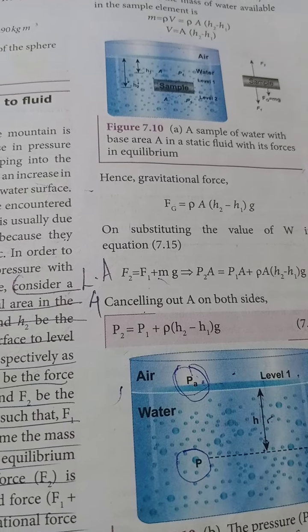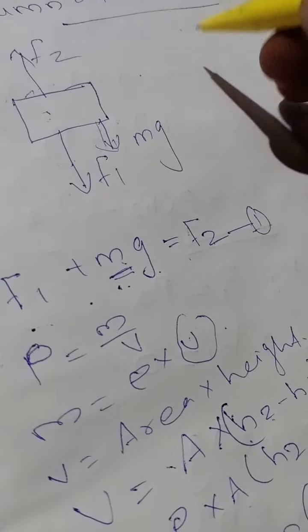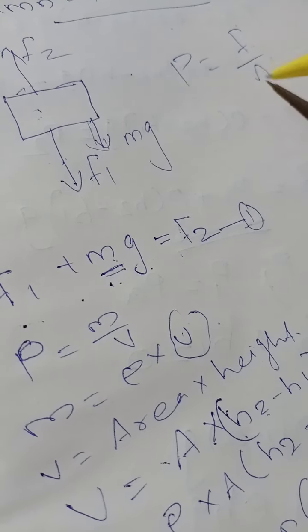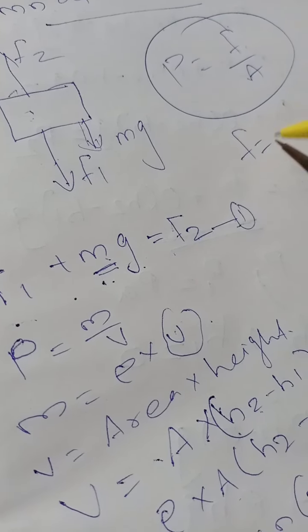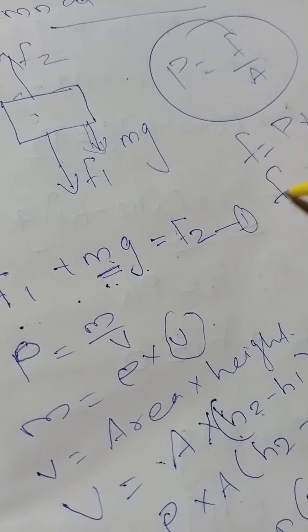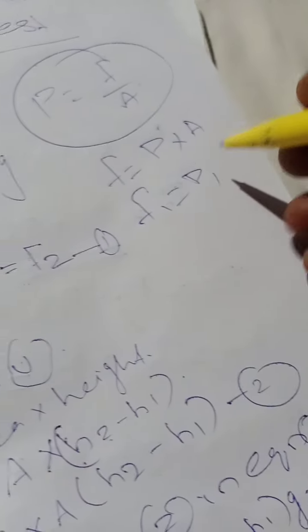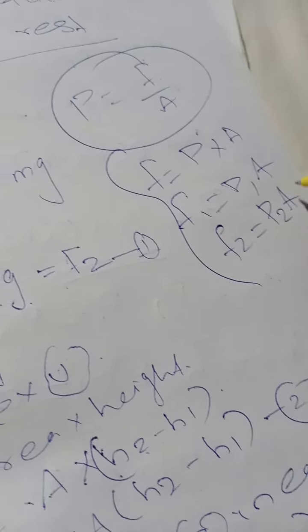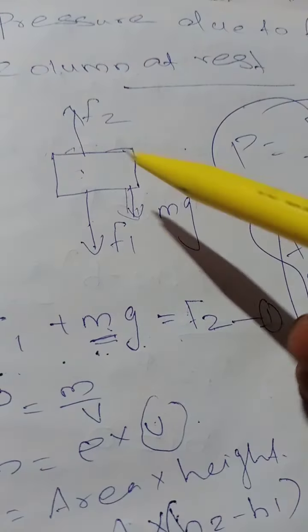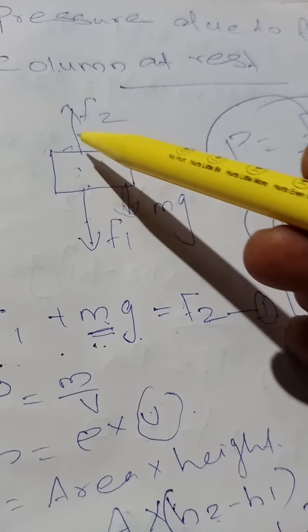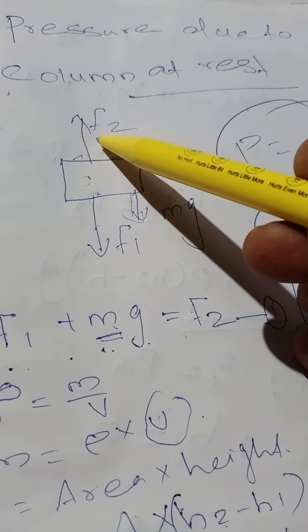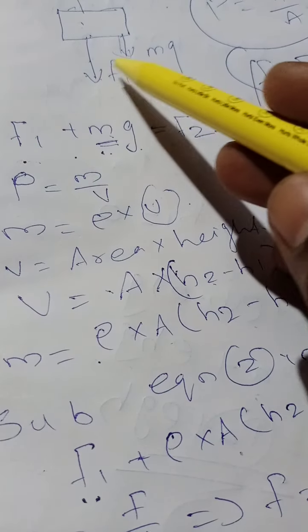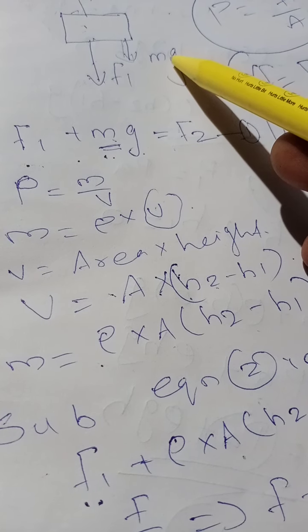Now you know the formula, pressure P is equal to F by A. From this we can find F is equal to P into A. So F1 means P1 A, F2 means P2 A. So keep this in mind. Now you can take the free body diagram. This is the sample. There is an upward force F2 acting upward and F1 acting downward. Along with F1, the gravitational force mg is also acting.